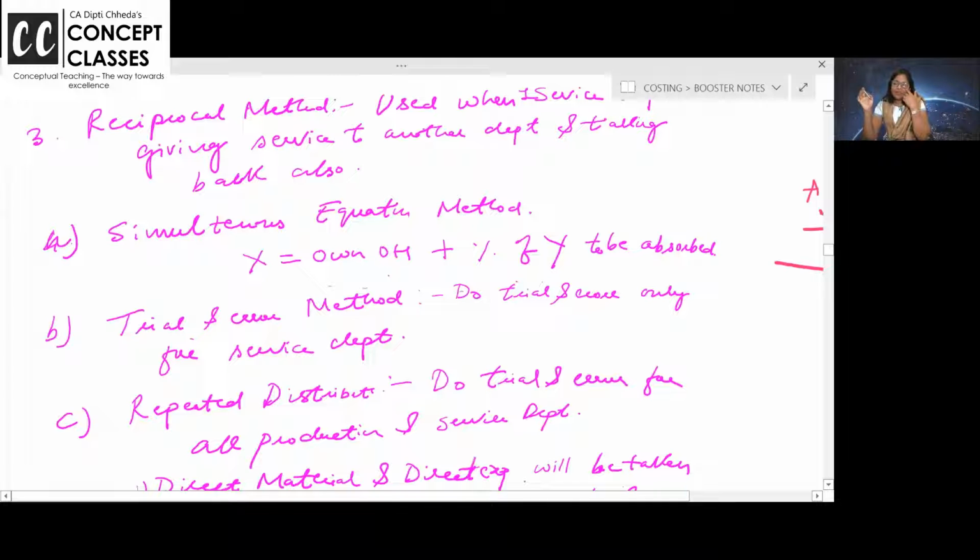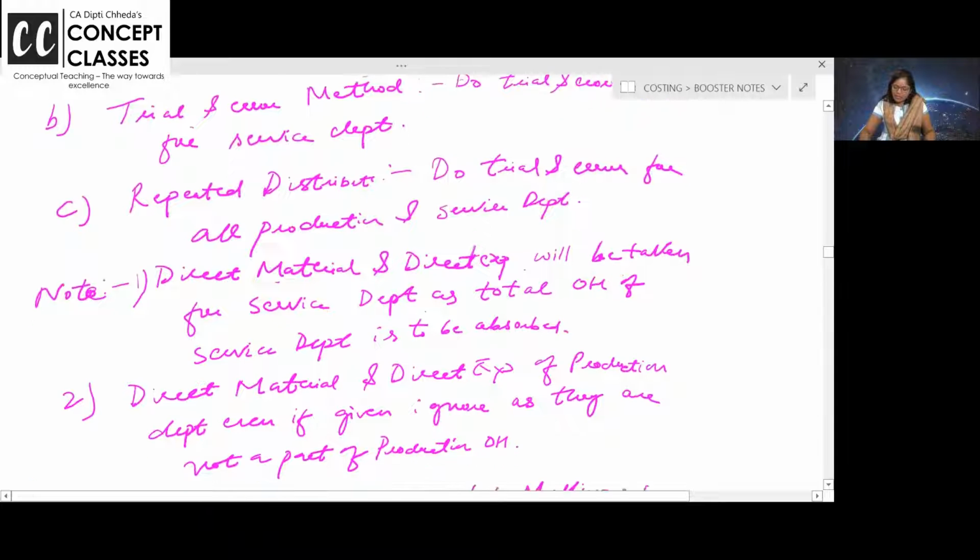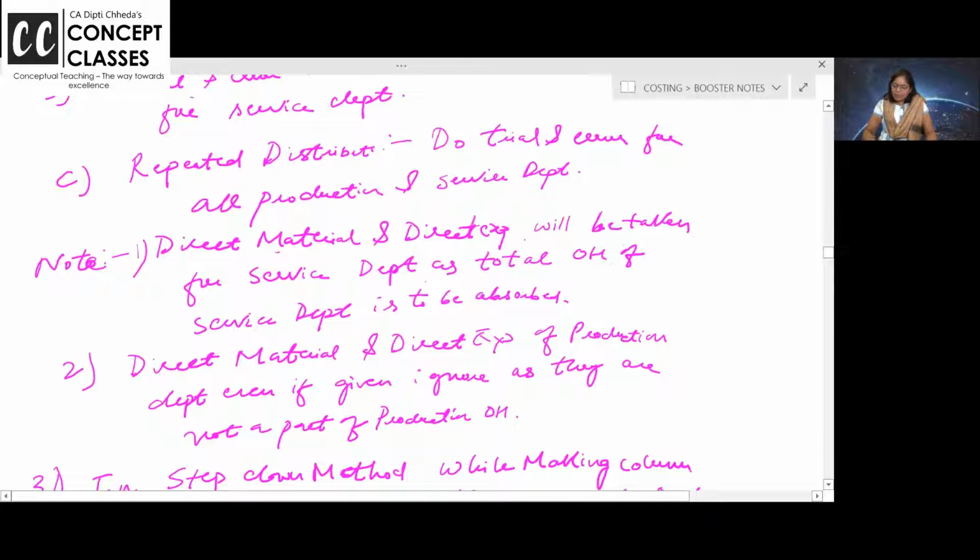Routine overhead chapter is going for 7-8 classes. Hai na? So, percentage method se kar sakte hain. Trial and error. S1 is giving to S2, A, B, C. S2 is giving to S1, A, B, C. Like this, you try and do repeated distribution. Do trial and error for all the production and service departments. So repeatedly you do it until such a time when service department overhead becomes nil. Right? Okay. Now, while solving these problems, direct material and direct expenses will be taken for service department as total overhead of service department is to be absorbed.